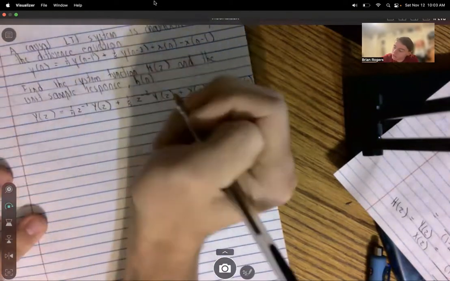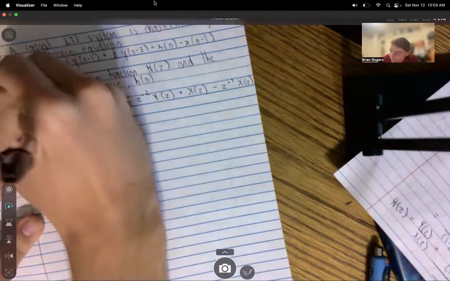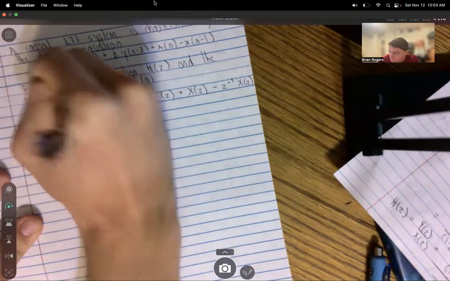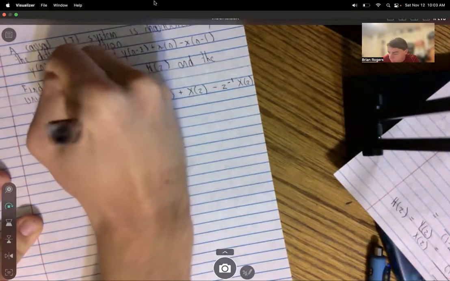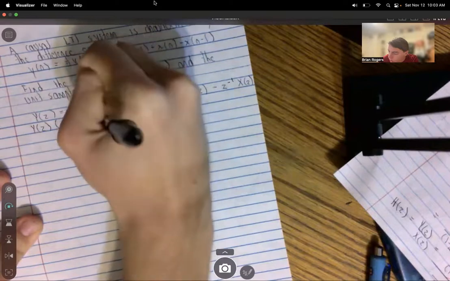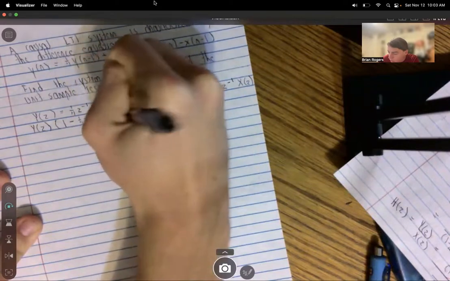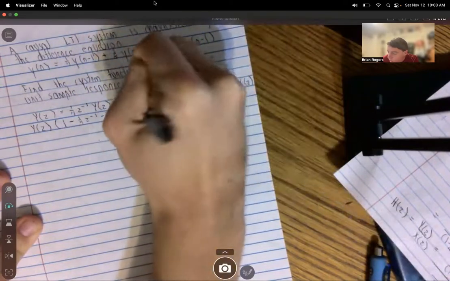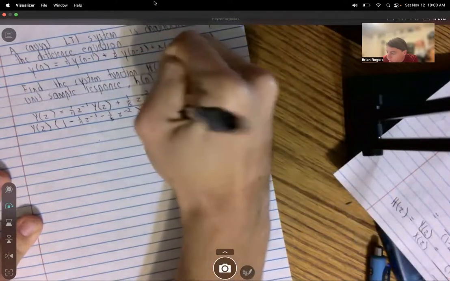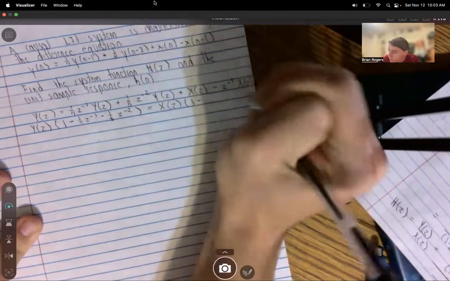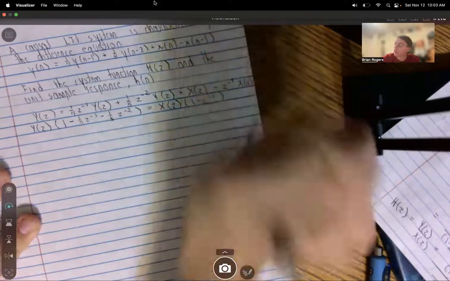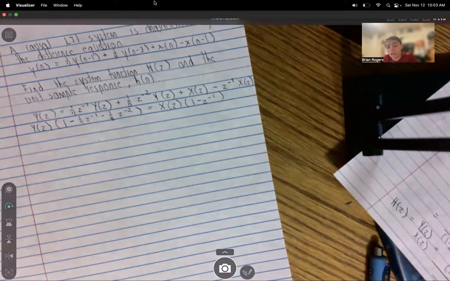And so moving these over to the left-hand side, I'm going to get Y of Z times 1 minus 1/4 Z to the -1 minus 1/8 Z to the -2, and then that is equal to X of Z times 1 minus Z to the -1. Okay, I got that, and now I need to solve for H of Z.